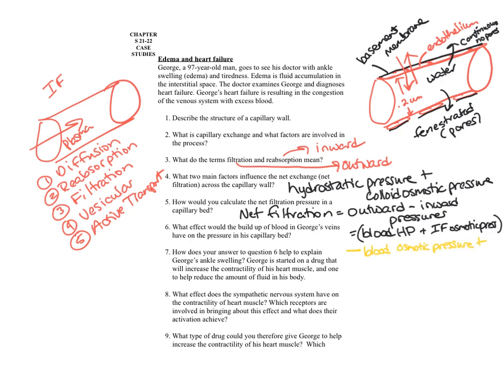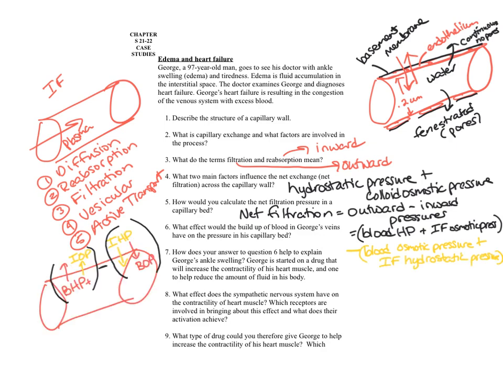Now, we have been saying, however, that the interstitial fluid osmotic pressure and the interstitial hydrostatic pressure is near zero. So basically, the net filtration pressure is the blood hydrostatic pressure minus the blood colloid osmotic pressure. Only in specific pathologies would we need to look at the interstitial fluid osmotic pressure or the interstitial hydrostatic pressure.